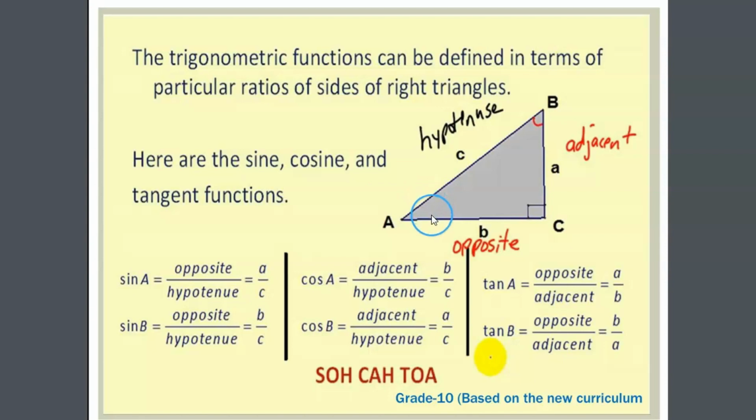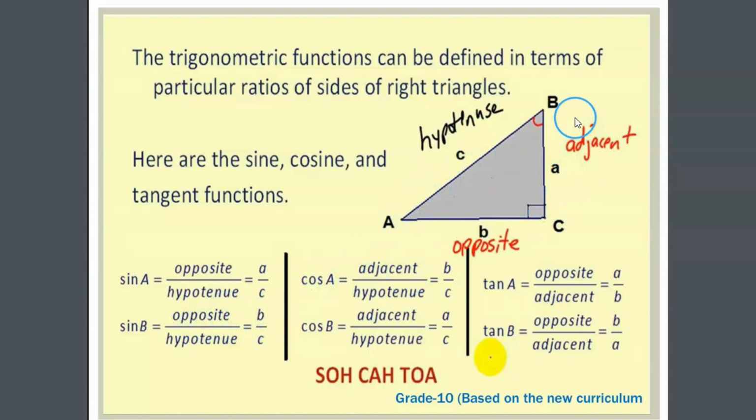The opposite side for angle A is the side in front, side BC. It is the side that is opposite to angle A. The opposite side for angle A is BC, and you know that this is the hypotenuse, its length is given by c. Therefore sine of angle A means opposite over hypotenuse, a over c.